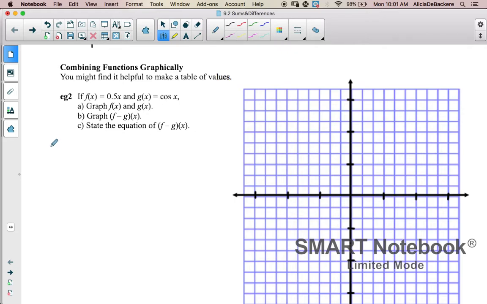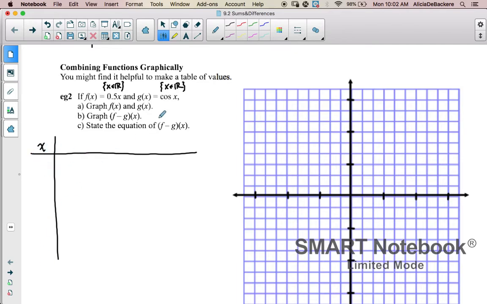So to get started on the graphing, I'm going to make a table, and I'm going to use the same x values because I'm looking for that overlap. Now here, when I'm thinking about combining these two graphically, I'm remembering that for a line, the domain is x belongs to the set of real numbers, and that for a cos graph, the domain is also x belongs to the set of real numbers. So these actually overlap everywhere, and so the domain of my new function is also going to be x belongs to the set of real numbers.